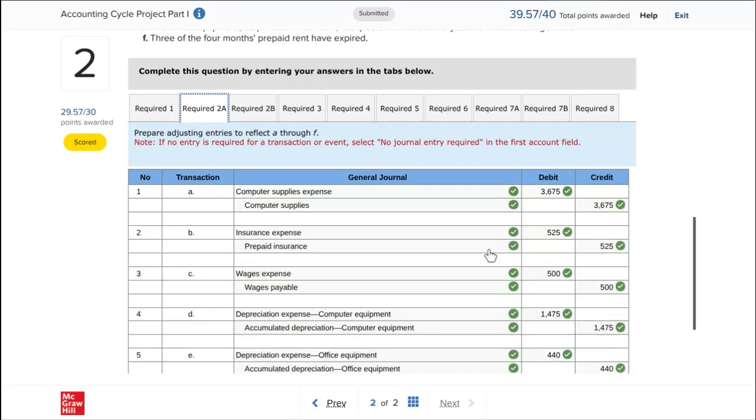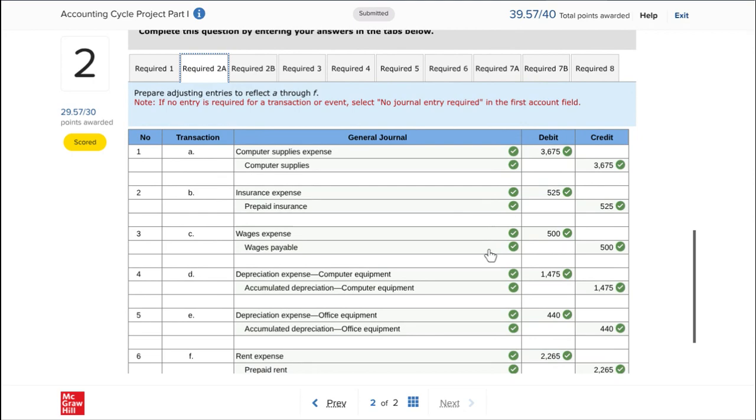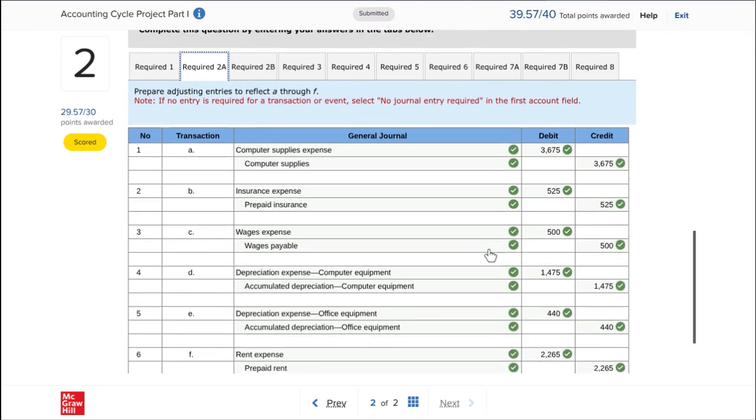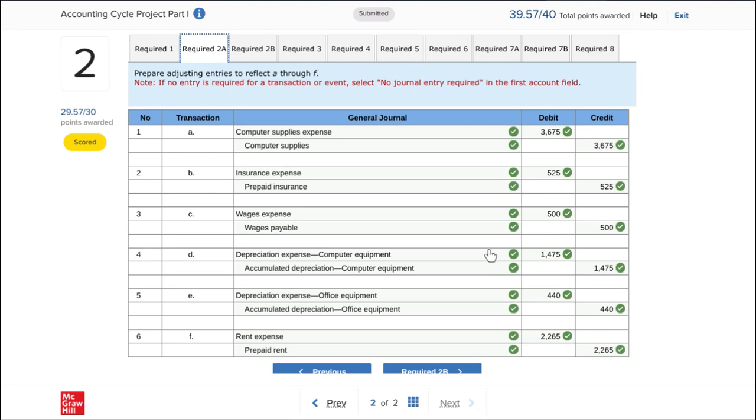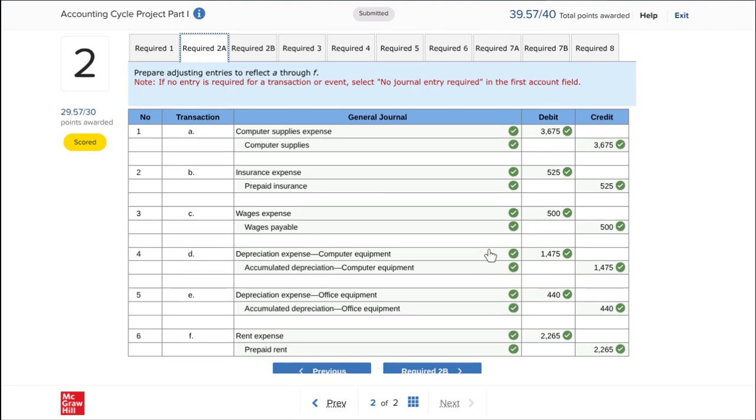This one is adjusting entries. Adjusting entries are needed to make sure revenues and expenses are recorded in the correct accounting period under the accrual basis of accounting. These adjustments account for supplies used, prepaid expenses that have expired, such as insurance, and accrued wages and depreciation.